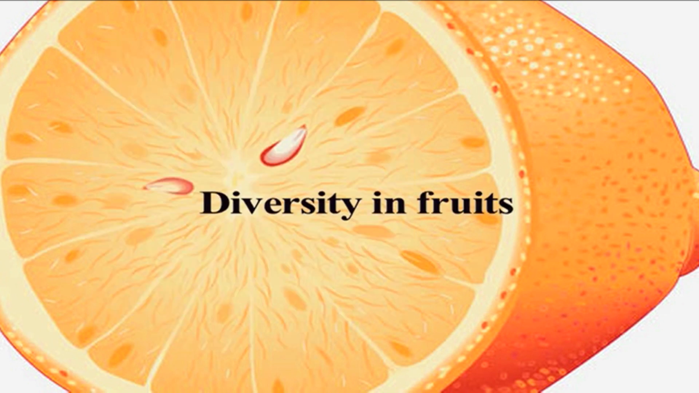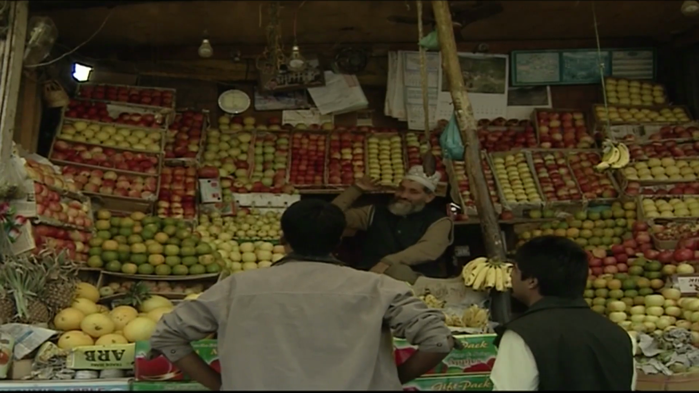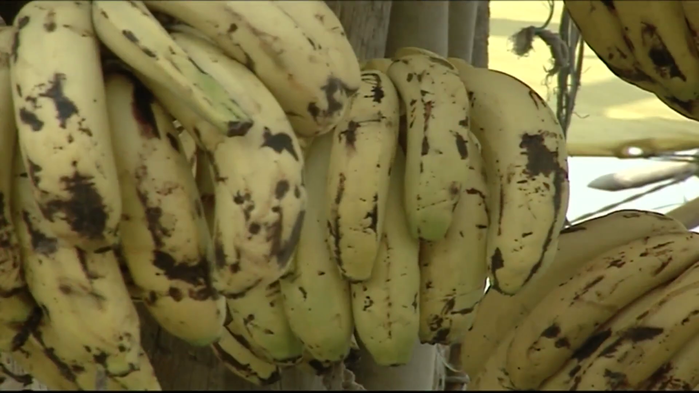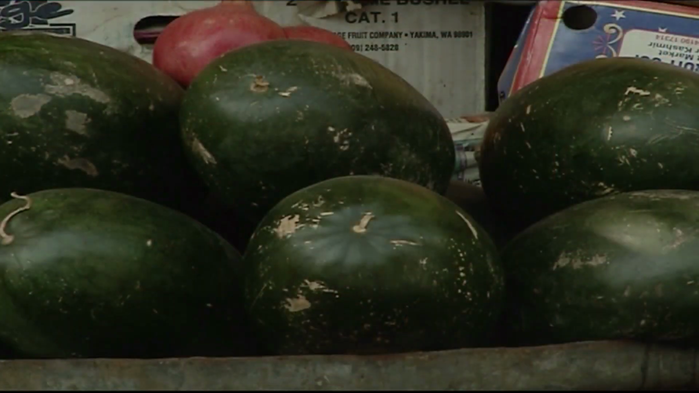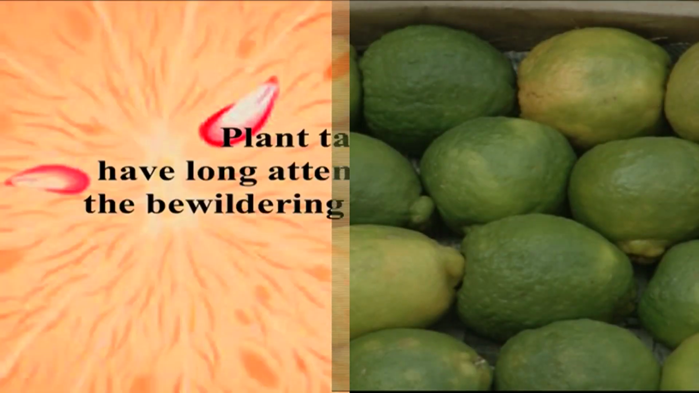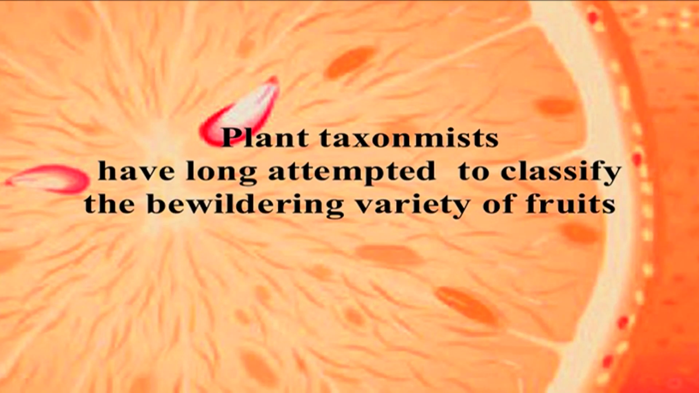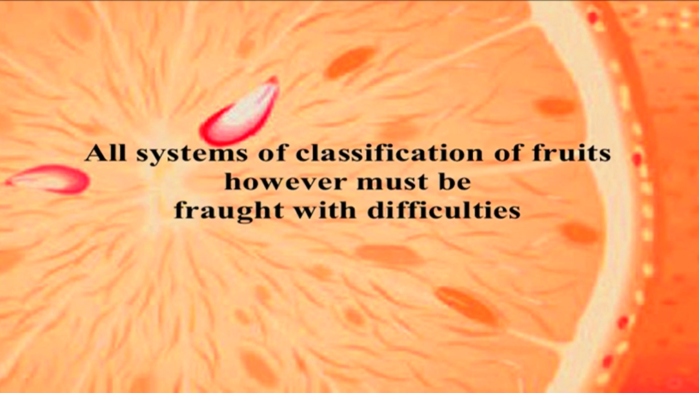Diversity in fruits. There is a great diversity in size, form, texture, means of opening and anatomy among fruits. As a result of this, many different types of fruits have been recognized which are not so easy to classify. Plant taxonomists have long attempted to classify the bewildering variety of fruits, and some schemes of their grouping have been devised. All systems of classification of fruits, however, must be fraught with difficulties.